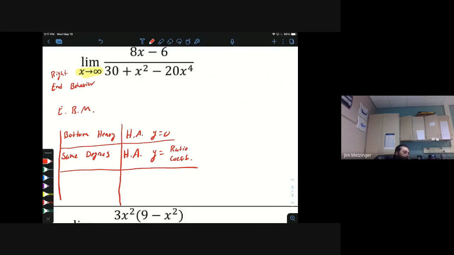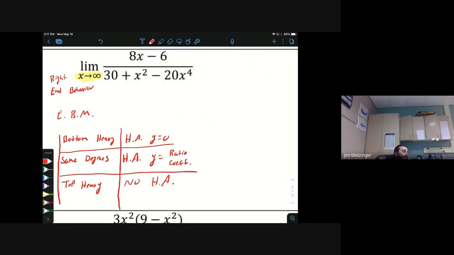If it was top heavy, with the biggest exponent in the numerator, there is no horizontal asymptote, which means in terms of our limit, the answer would be either positive or negative infinity. Well, looking at our problem, the biggest exponent is x to the fourth. It's bottom heavy here, which means I have a horizontal asymptote of y equals 0. That's what this limit equals. So no matter how far to the right you go, the graph's going towards y equals 0.